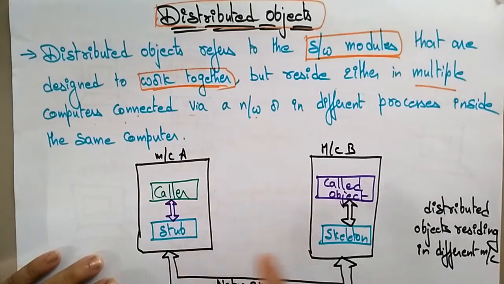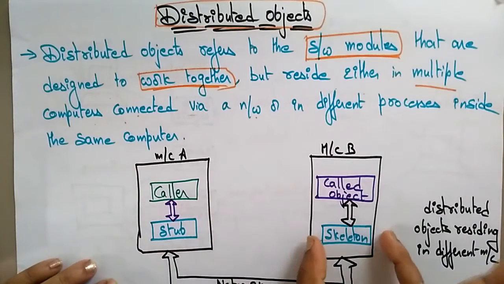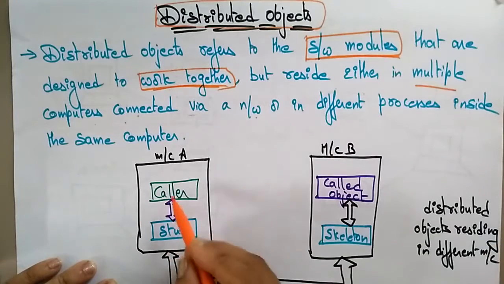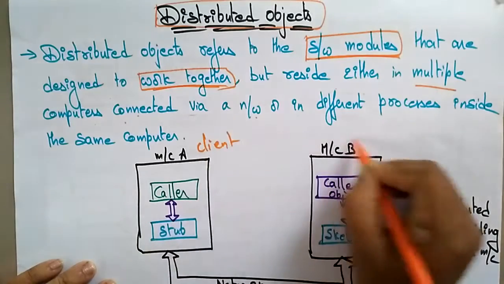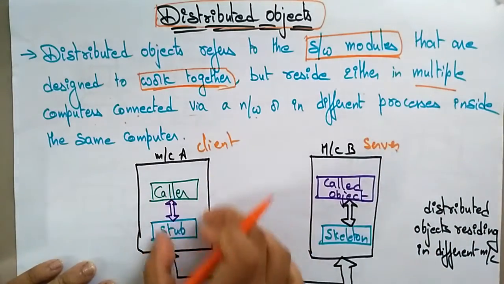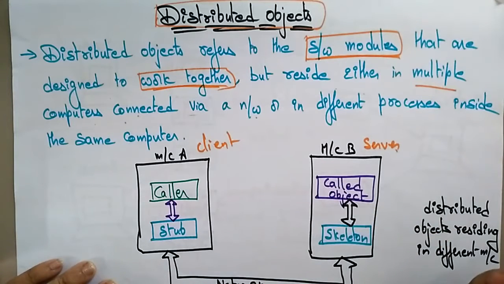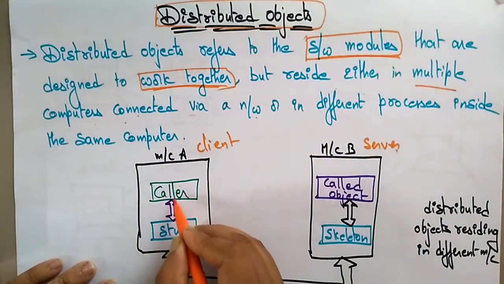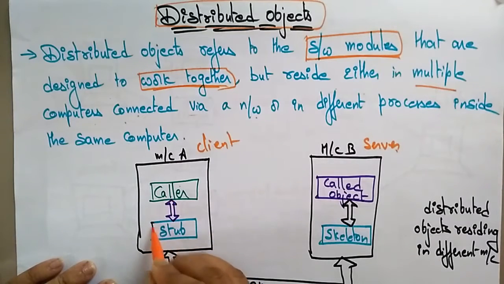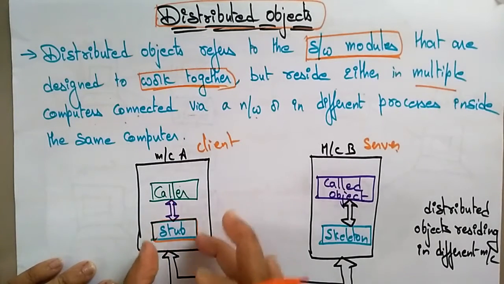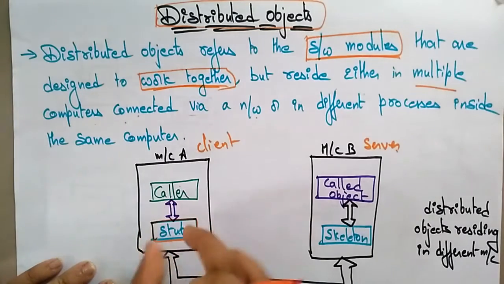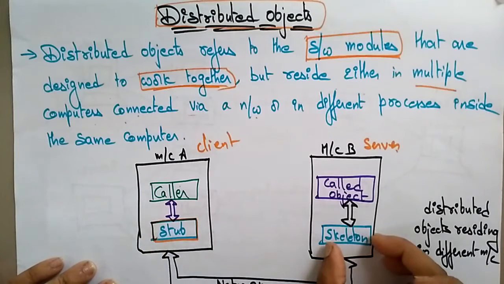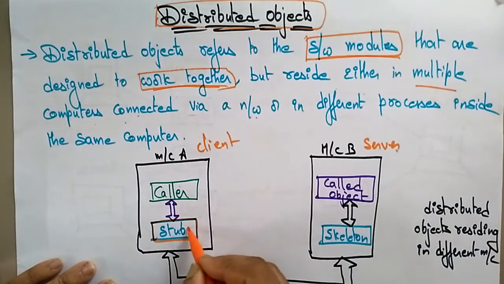So let's see here. I have taken two machines, machine A and machine B. Here machine A is the caller, let's take this as a client and this as a server. The client is requesting the server for some operations, some module. So this client is a caller. It is calling through a stub. The stub is the proxy of the server which is present at the client side. The stub is present at the client side and the skeleton is present at the server side. So the client has a proxy of the server and the server has a proxy of the client.